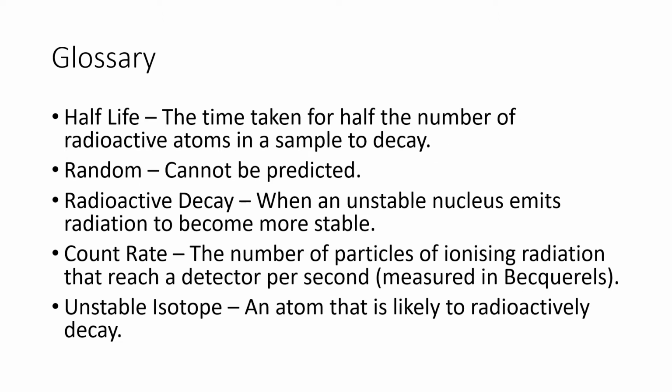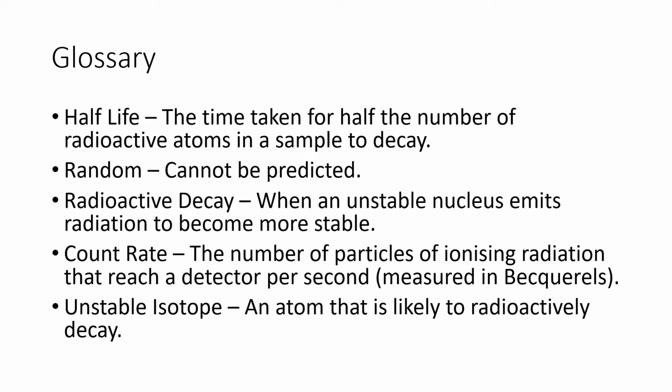Half-life is the time taken for half the number of radioactive atoms in a sample to decay. Random means something that cannot be predicted. So for instance, rolling a dice, you can't predict where it'll land. And also an unstable isotope, exactly when it will decay cannot be predicted. So it is called random.